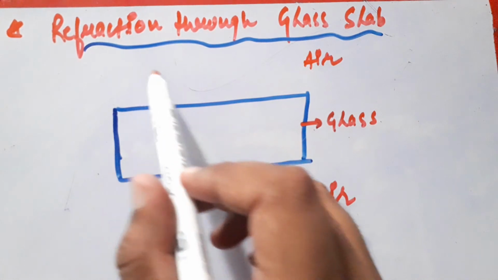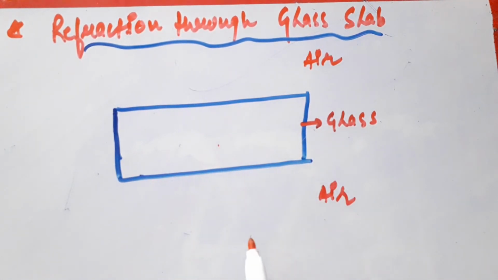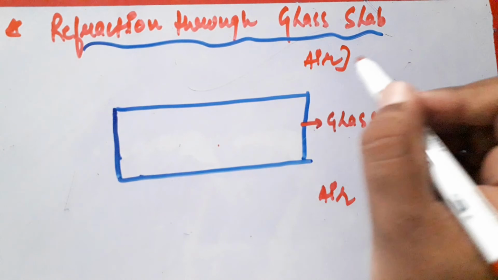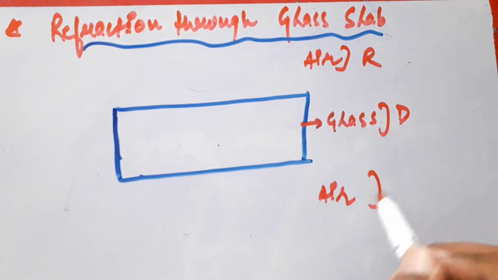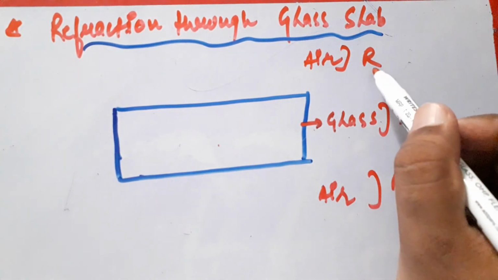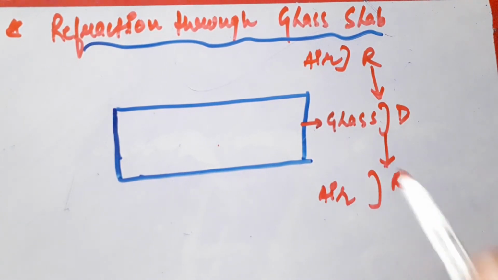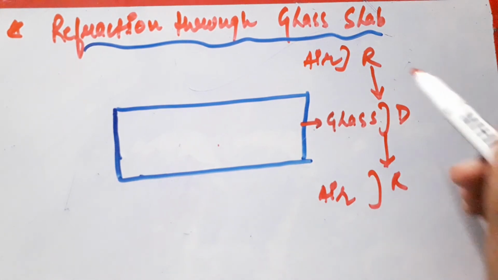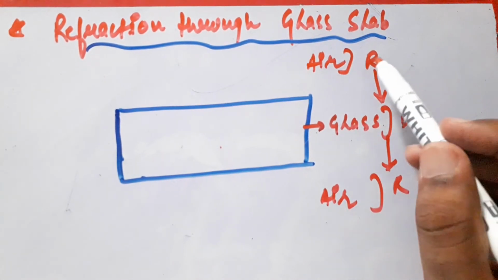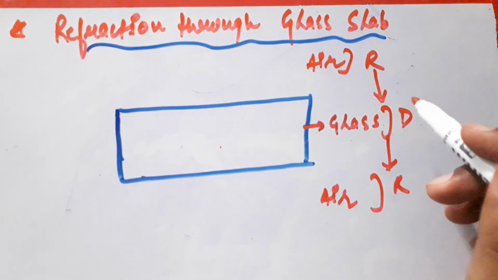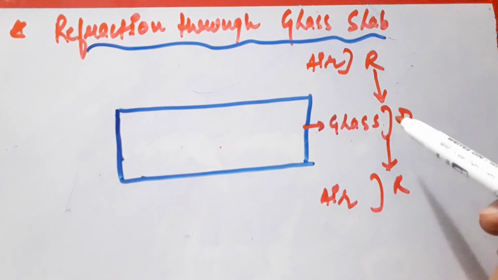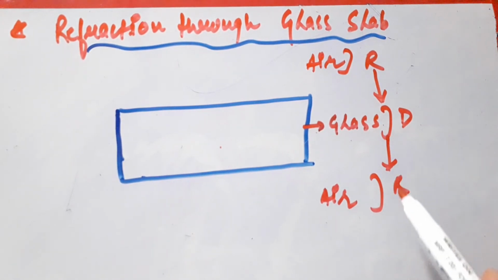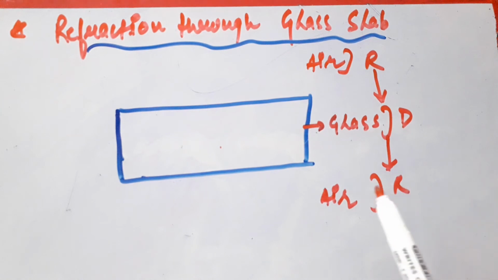So light is coming from air, going to glass and coming back to the air, and we are given that this is rarer medium, this is denser medium, and this is again rarer medium. So light is going from rarer to denser and then denser to rarer. Now we have to understand one thing: according to the rule we have just studied, when it is going from rarer to denser, the angle will be decreased and speed will always be decreased. When it is going from denser to rarer, then the angle will be increased, it will bend away from the normal, and its speed will also be increased.